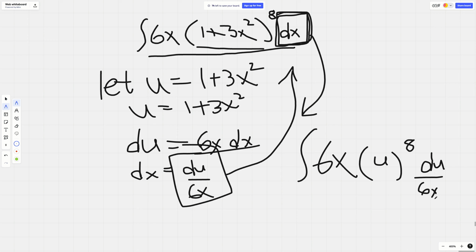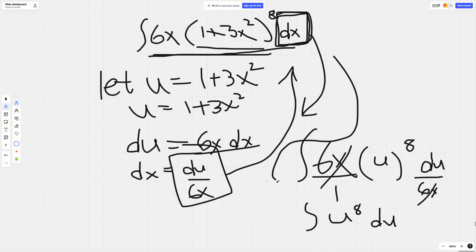And now, we love to see these type of fractions. These 6x's cancel. One is in the denominator, one is in the numerator, because think about it, this is 6x over 1. We have this invisible 1 as the denominator over here. So we can cancel out these 6x's, giving us the integral of u to the 8th power du. And all of a sudden, we went from this massive function to this very simple function that we should be able to do in our heads by now.